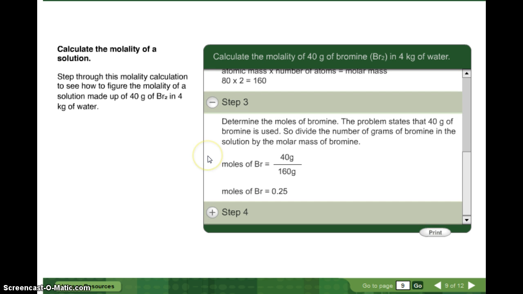Determine the moles of bromine. The problem states that 40 grams of bromine is used, so divide the number of grams of bromine in the solution by the molar mass of bromine, which they just have as 40 grams over 160, and I'll set it up a little bit differently in the format we're more used to using in our notes.